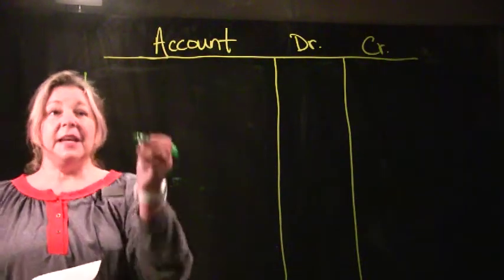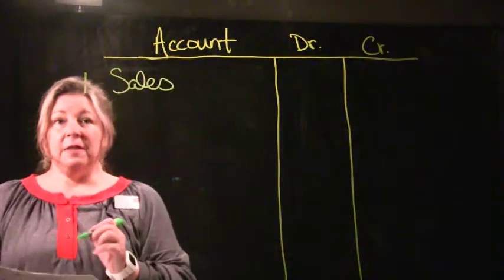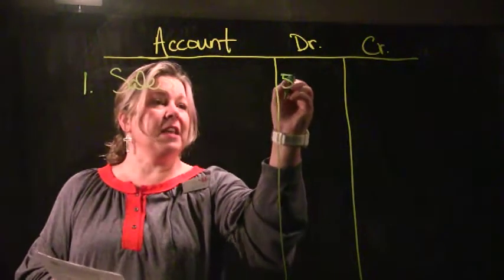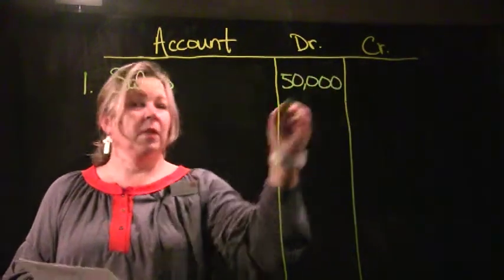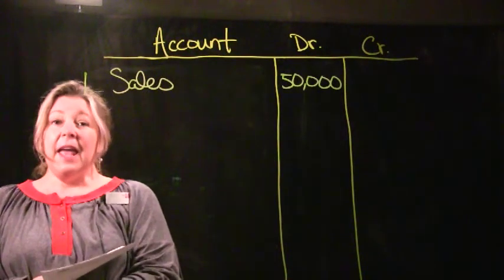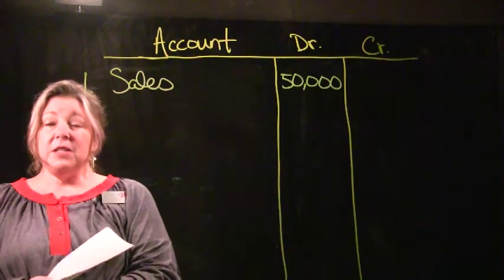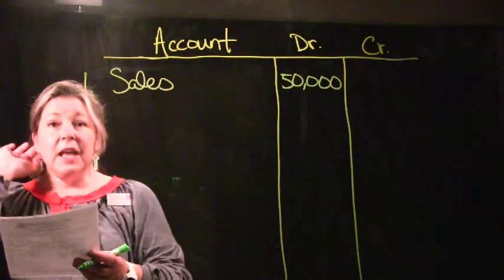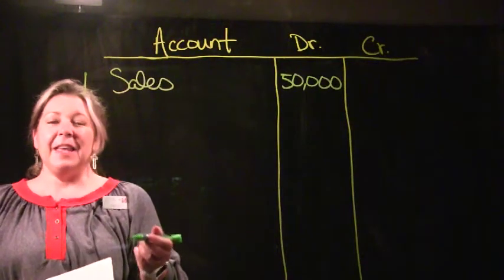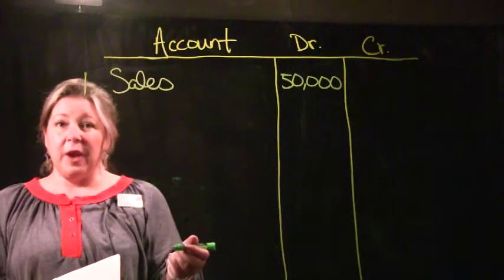If I look at my list, I only have one revenue account in this problem, sales, and it has a balance of $50,000. So I debit sales for $50,000. Now I credit all of my expense accounts, because expenses normally have a debit balance, so to make them zero, we have to credit them.